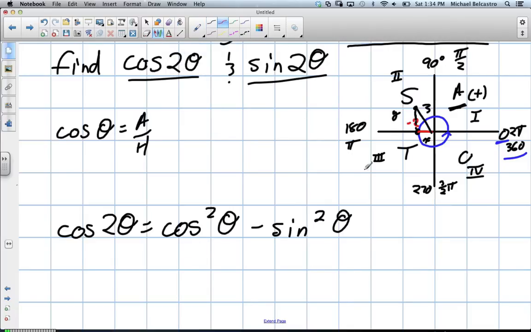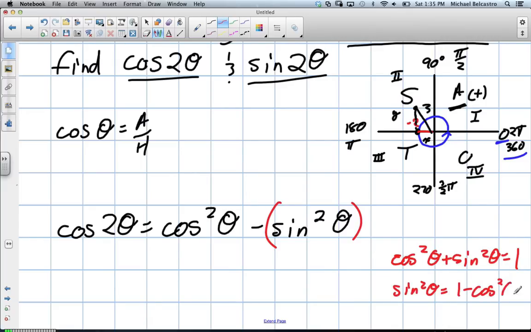We know we have another formula that states cos squared theta plus sine squared theta is equal to what? 1. 1, that's right. Well, let's try to replace our sine squared theta. So we'll set this equal to sine squared theta is equal to 1 minus cos squared theta. We know that. Perfect. So this will now replace our sine squared theta.